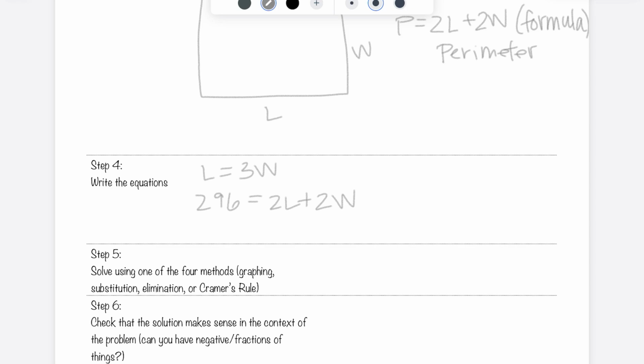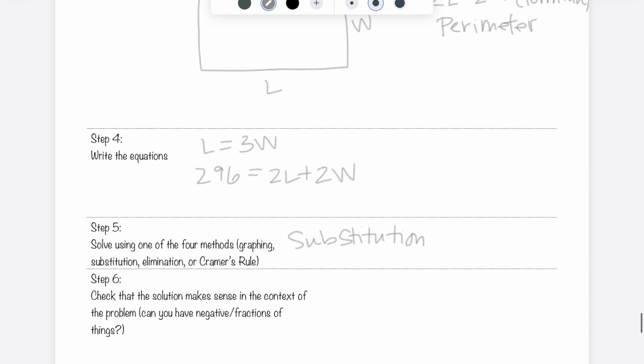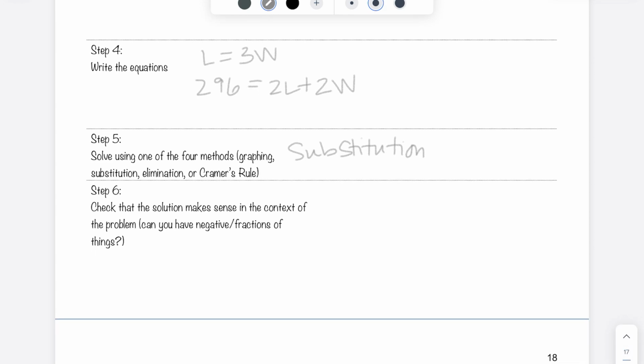The only one that I could use right off the bat here would be substitution, because I have a variable that's isolated here. I couldn't immediately go into anything else. I would have to solve in order to graph, to eliminate, or to use Cramer's rule. So substitution is nice and easy here. All right, and then check that it makes sense. I can't have any negatives as usual. I couldn't have a negative length, but I could have fractions, because I could have half a foot or 3/4 of a foot. So fractions would be fine in this case.